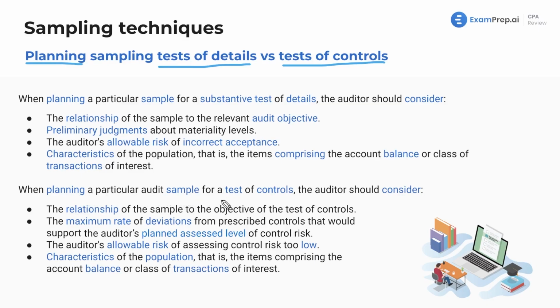Well, planning a sample for test controls, what are we going to consider? We want to consider the relationship of the sample to the objective. We are going to want to consider the maximum rate of deviations from prescribed controls that would support the auditor's planned assessed level of control risk. Sure, let's do that. We also want to consider the auditor's allowable risk of assessing control risk too low.